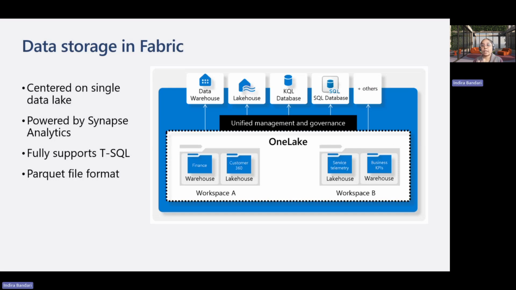Lake houses, warehouses, and SQL databases. They all read and write data to the same underlying storage, but they are optimized for different roles and workflows. So let's start with the relational storage options in Fabric, which is warehouse and SQL databases, Fabric SQL databases, and data warehouse, Fabric warehouses. These are similar if you have worked with Power BI or SQL before.